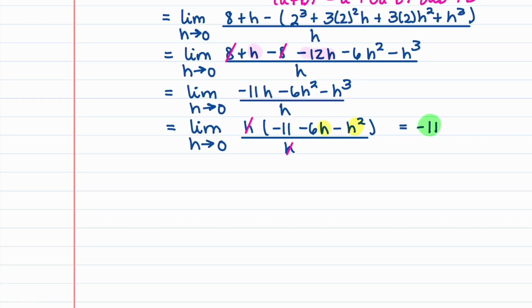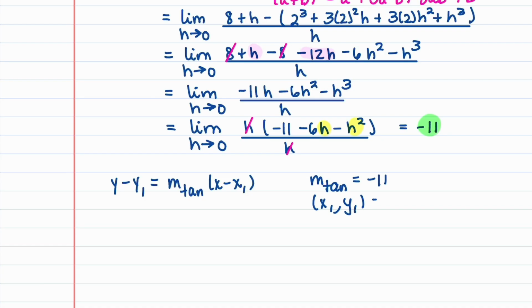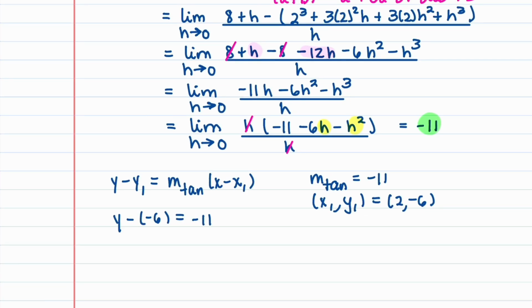Now we're all set to go ahead and find the equation of our tangent line. Let's write down our formula again. It's y minus y1 is the slope of our tangent line times x minus x1. And the slope of our tangent line, we just computed to be minus 11, and our point x1, y1 was the point 2, minus 6. This gives us y minus y1, which is minus 6. We have to be careful with the negative there. The slope of the tangent line is minus 11, and we have x minus 2.